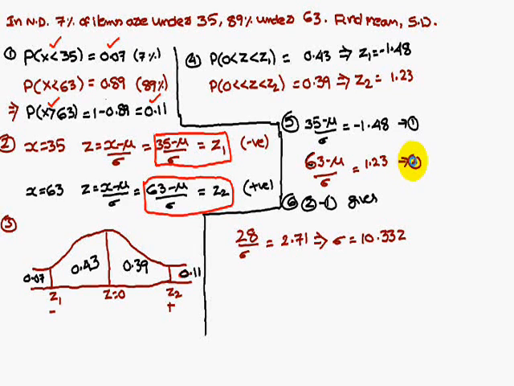So now, if you subtract 2 minus 1, 28/σ = 2.71. That implies σ is 10.332. Okay. Similarly, how will you get the μ value?